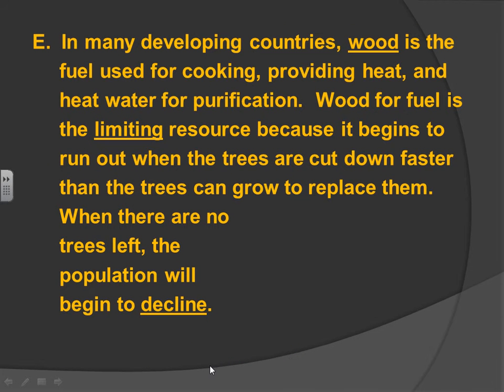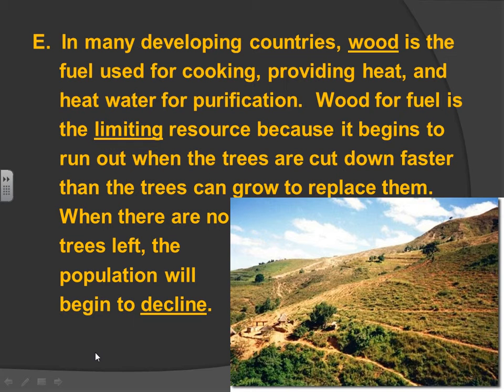E, in many developing countries, wood is the fuel used for cooking, for providing heat, and to heat water for purification so that you can get diseases out of the water. Wood for fuel is the limiting resource because it begins to run out when the trees are cut down faster than the trees can grow to replace them. So when you have a growing population, they need more and more trees to use for fuel, and eventually the trees can't grow fast enough to replace the ones being cut down. That means they become a limiting factor.